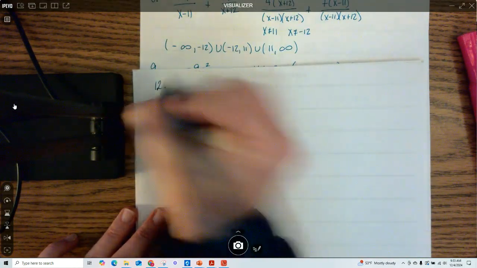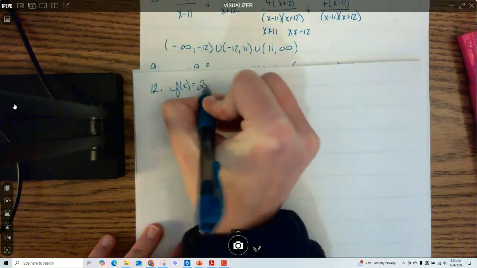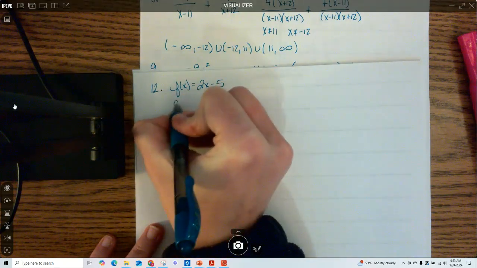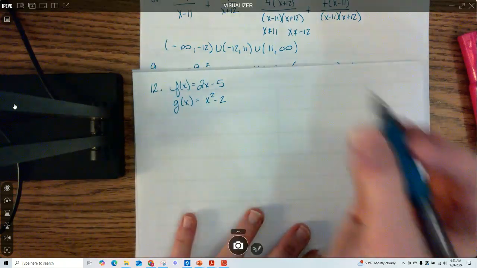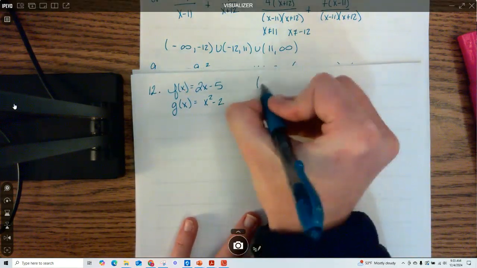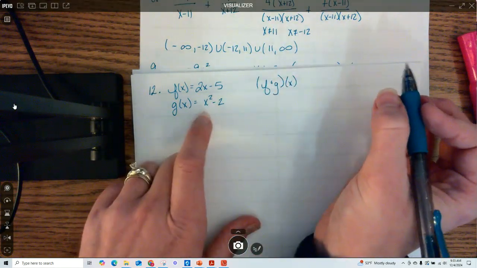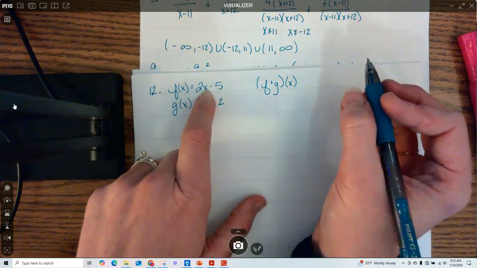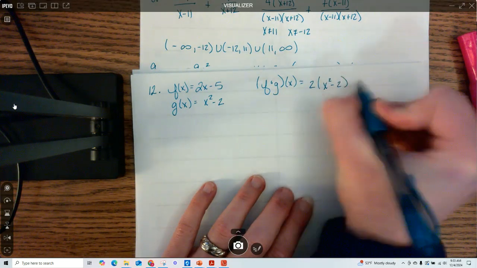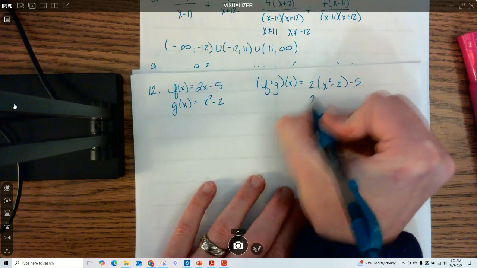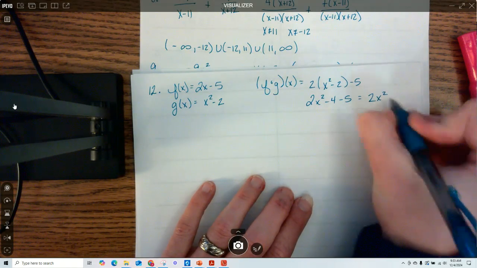So, number 12. For f of x equals 2x minus 5, and g of x equals x squared minus 2. And then it wants parentheses f circle g of x. Okay, so we take the G, we stick it into the X of the F. So 2 times x squared minus 2 minus 5, which would be 2x squared minus 4 minus 5, which would be 2x squared minus 9.